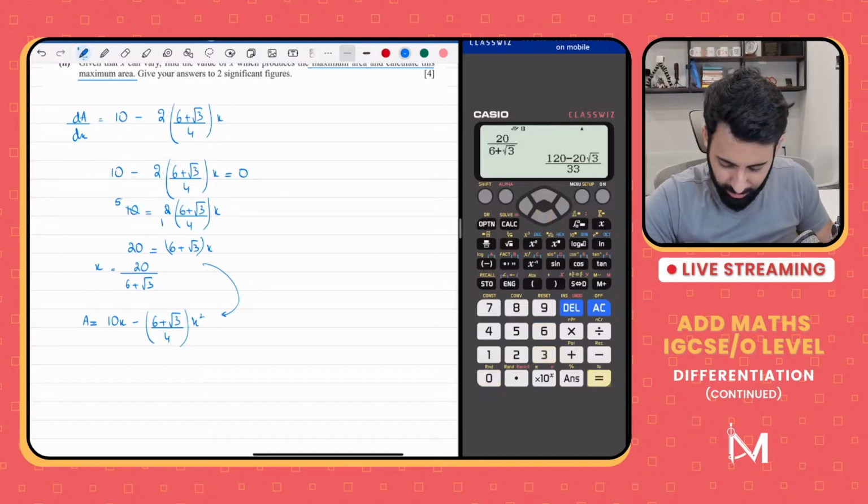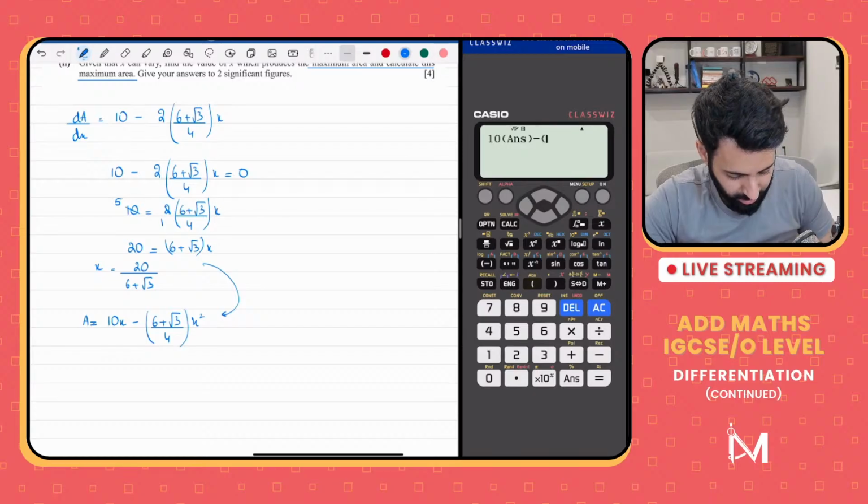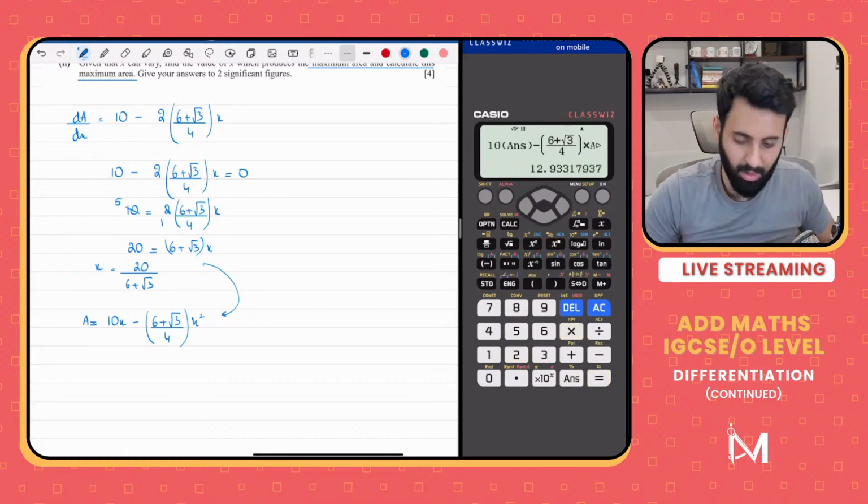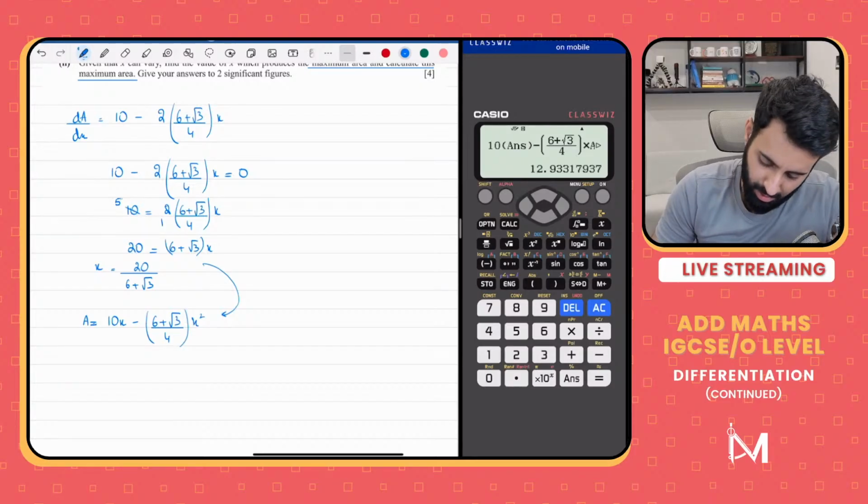So this is the value of x, which we're now going to plug into the equation of area. So 10 times the answer minus, bracket open, make a fraction, 6 plus root 3 upon 4, close the bracket, answer squared. Okay, let's write the multiplication sign just in case. So there you go. What do we get? We get A to be equal to 12.93.